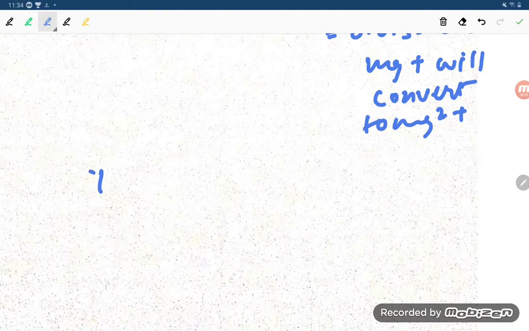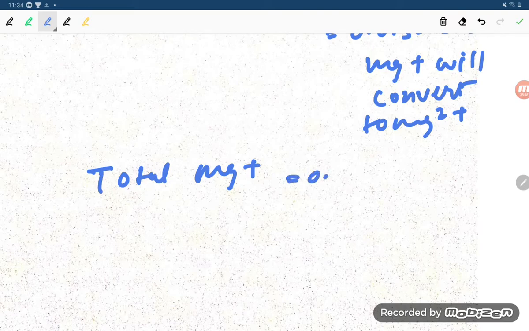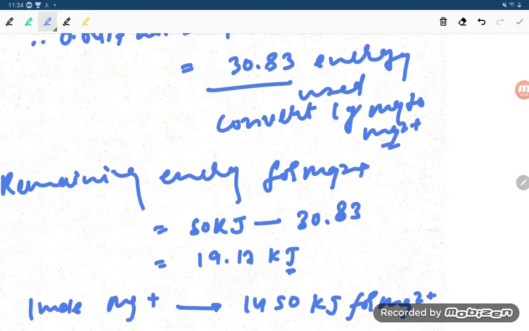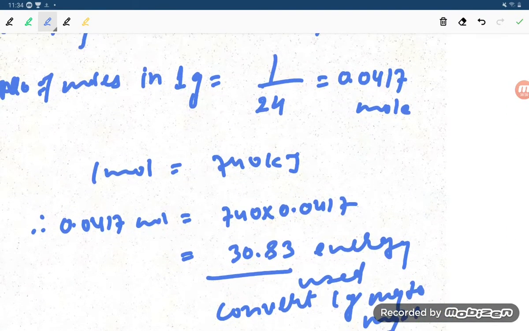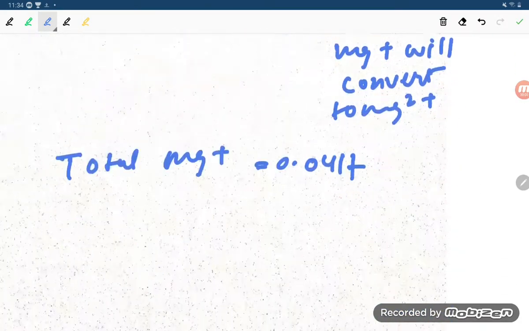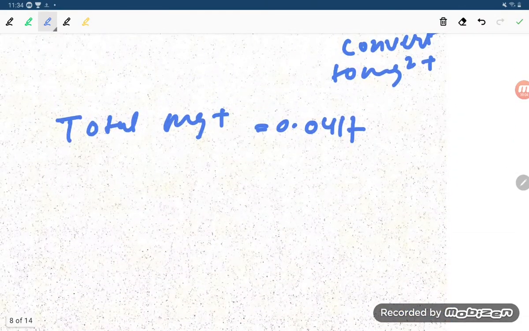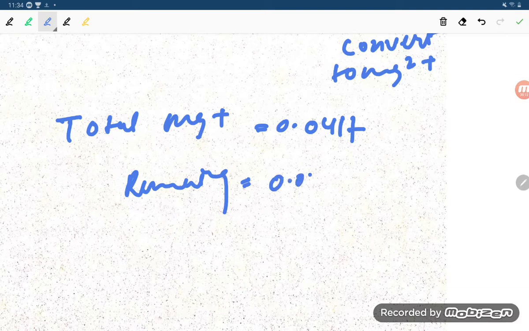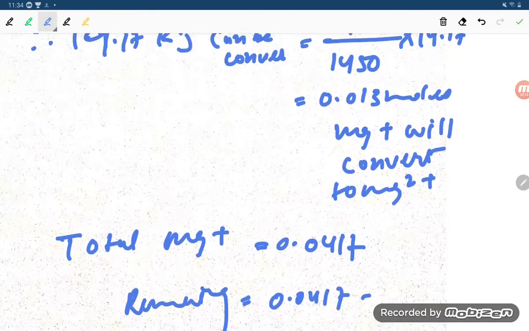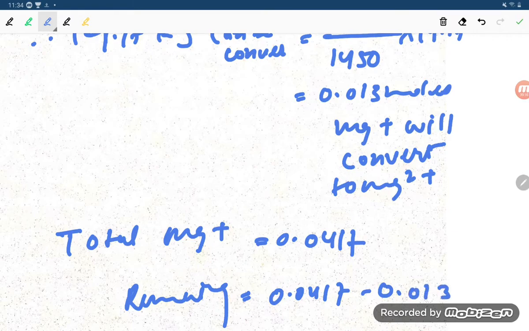Now total Mg plus, if you see, student, is 0.0417 moles in total. Here you can see that this many moles are there. So if you want to calculate the remaining, how much will be there, student? 0.0417 minus Mg2 plus, which is 0.013 moles.